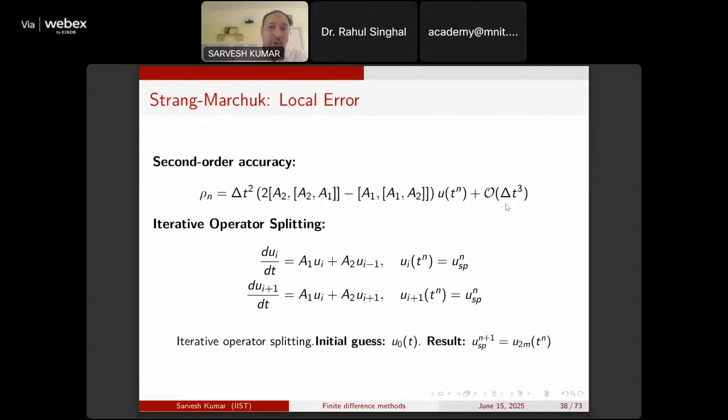So why don't we take a combination of these ODEs, A1 and A2, and just try splitting? More general would be dui by dt equals A1 ui and A2 ui minus 1, and dui plus 1 by dt is this. Now you iterate and get the answer.